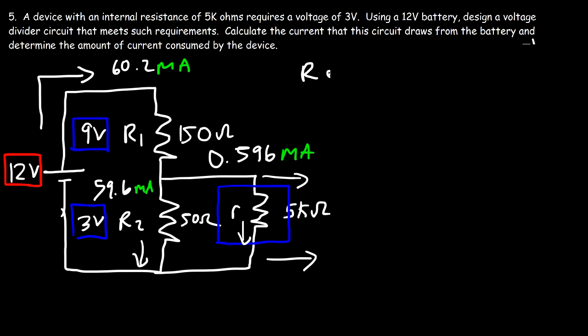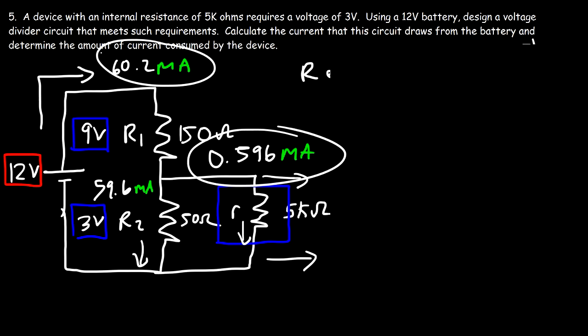So as you can see, in this circuit, the device only consumes a fraction of the current compared to the amount that's delivered by the battery. In terms of percentages, 0.596 divided by 60.2 times 100. It's only consuming about 1% of the current that's being delivered from the battery. And so it's not very efficient. So how can we design a circuit where we have 3 volts across the device and that is highly efficient? Because 99% of the energy delivered by the battery is not going into the device.